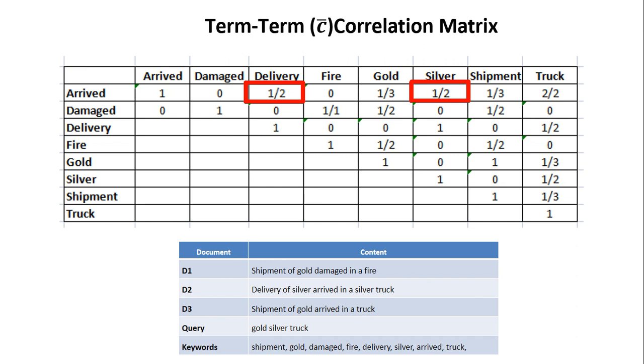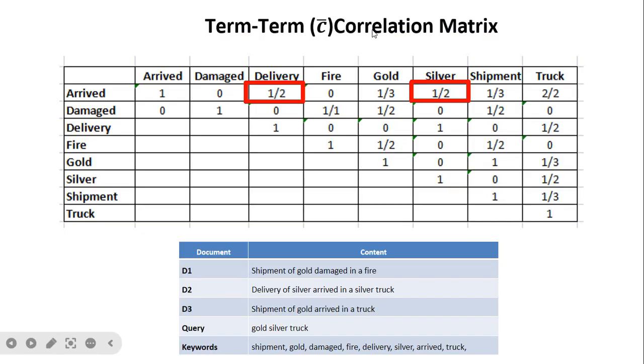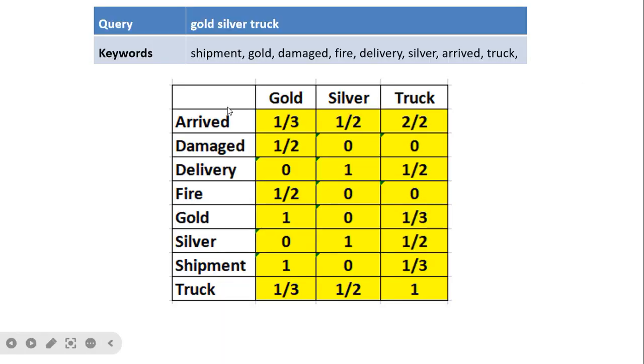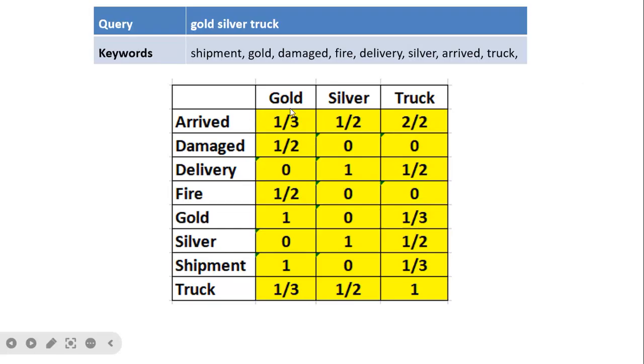and the denominator is the union operation. Now here, instead of taking this 8 by 8, I am taking only this matrix, that is 8 by 3, because in our query 3 keywords are there: gold, silver, truck. I have extracted the gold, silver, truck columns from this table, and this is nothing but the 8 by 3 table. So all these are the keywords from the documents, and these are the query keywords. So we are extracting these term correlation values from the original term correlation matrix.